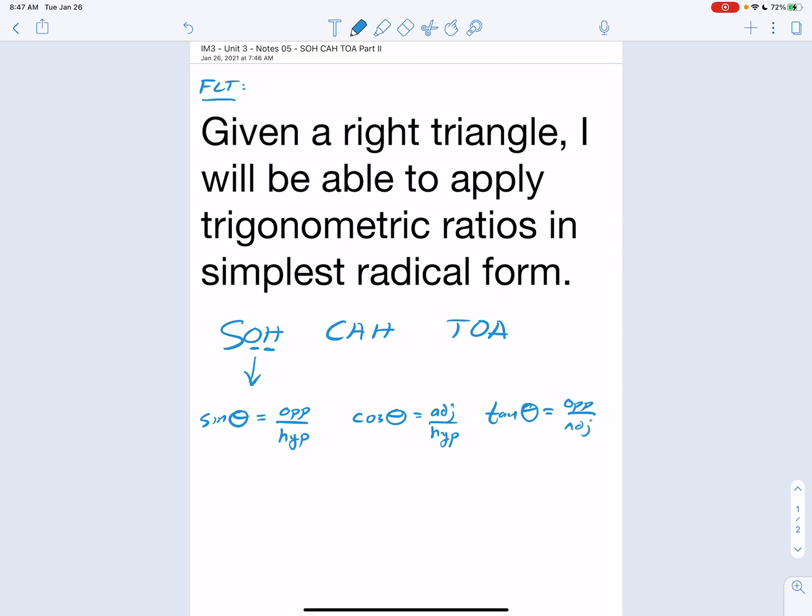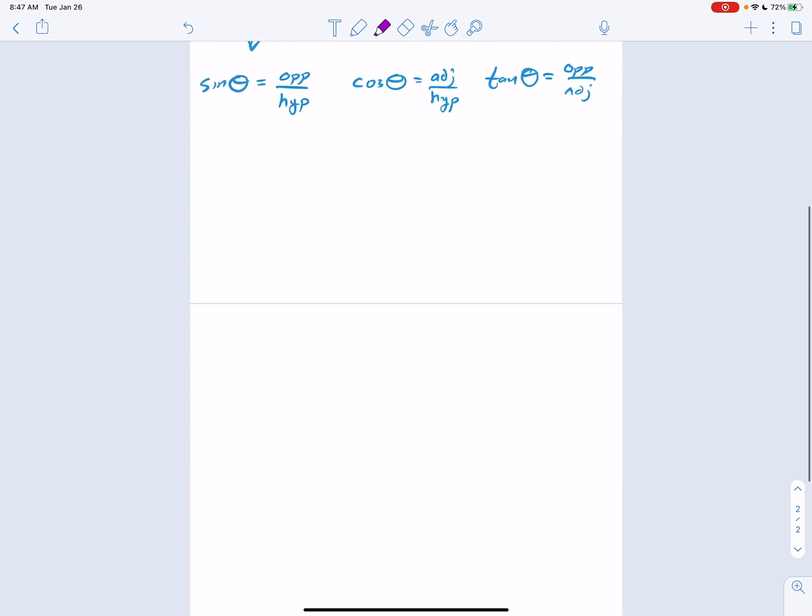Okay? And you were taught in the last lesson to use this to find missing sides, right? So now we're just focusing on the ratios, not necessarily solving, but there are some occasions where you would have to keep in simplest radical form, which is where we want to watch out for, okay? That's the easy part. So here we go.